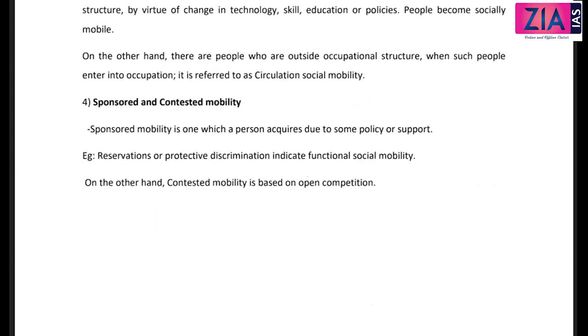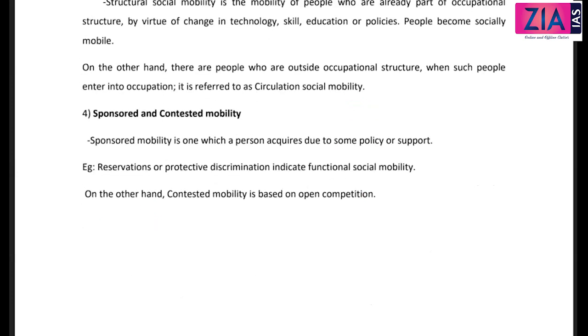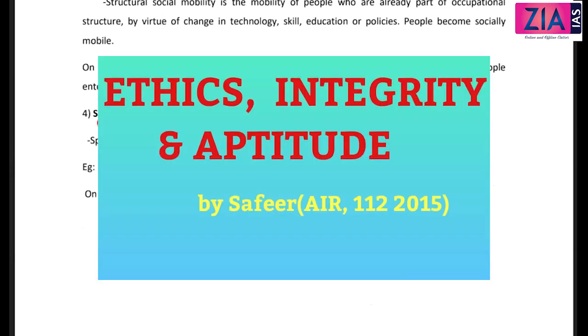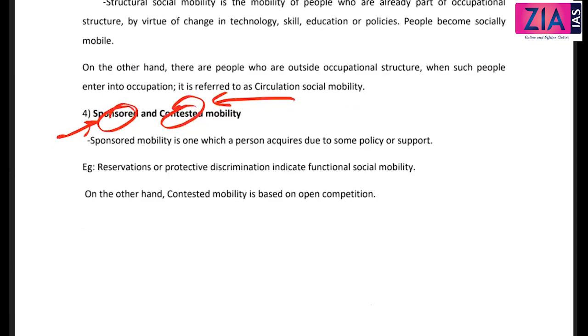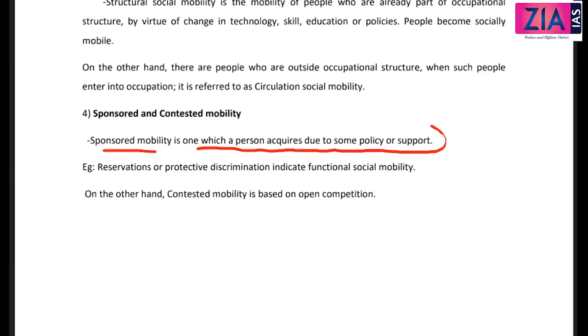Now, sponsored and contested. The name itself will tell you. Contested is open competition. You crack this exam. That is contested mobility. Sponsored means you get some protective discrimination or reservation, etc. Sponsored mobility is one which a person acquires due to some policy or support. You're getting some push and support, for example reservation, protective discrimination. On the other hand, contested mobility is based on open competition. Everybody will be treated equally and you're achieving that mobility.